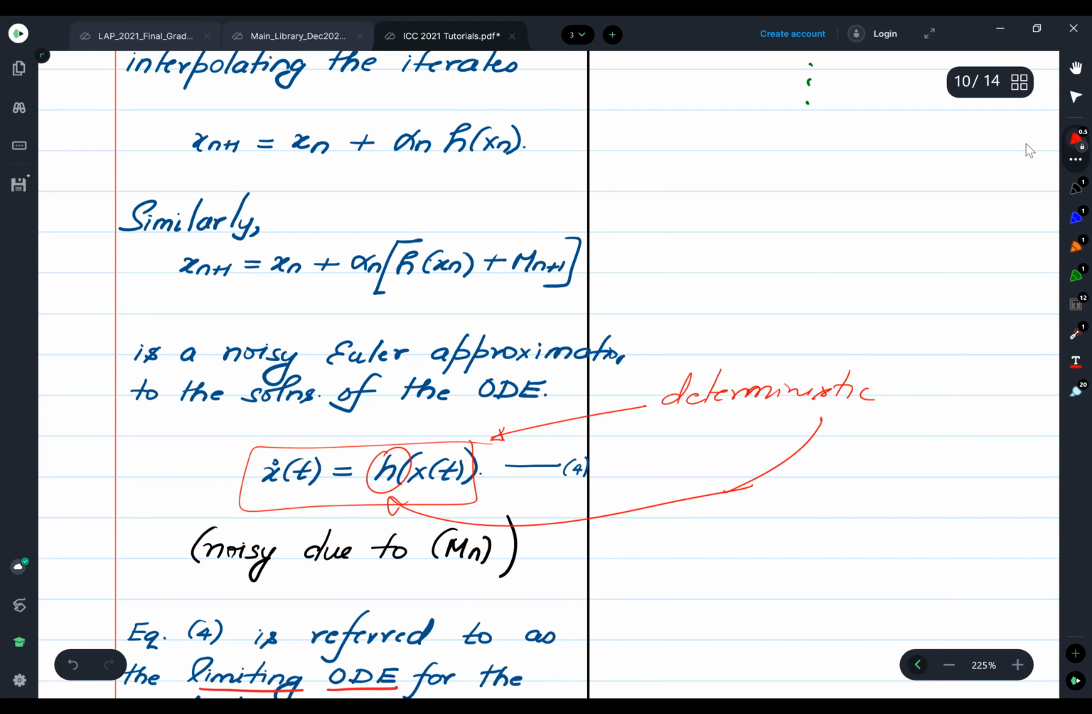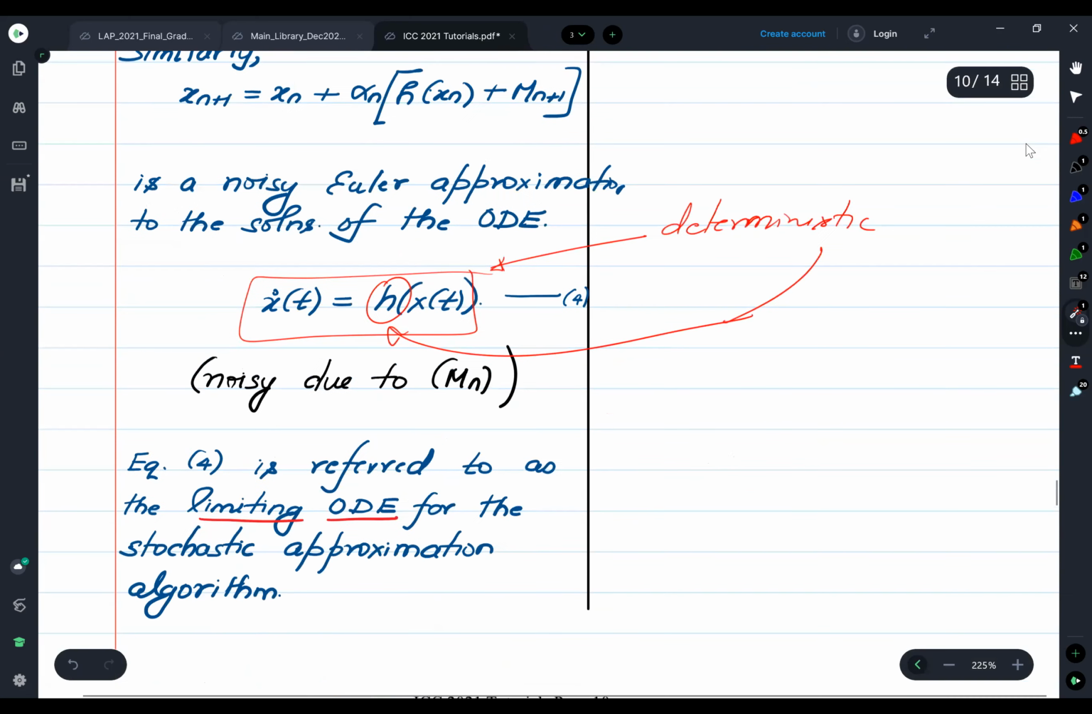And what we are saying is that this stochastic approximation update rule can be viewed as a noisy Euler approximation to the solutions of the ODE. So if you can understand this deterministic ODE, in particular its behavior, like if you start a solution of this limiting ODE from some x naught, where would its trajectories converge to, that will give us a good indication of where a stochastic approximation algorithm would possibly converge to.